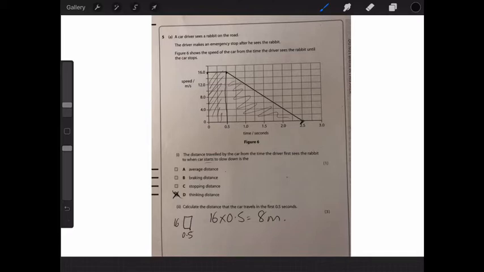Another way to think about that though, say you've forgotten the core knowledge that you need the area under the graph to show you the distance, you can just think it's going 16 metres every second, and it's travelling for half a second. So if it goes 16 metres in a whole second, in only half of that second, 16 divided by 2 gives us 8 metres in 0.5 seconds. So you could do it either way, as long as you show your working out clearly to make sure you get all 3 of those marks.